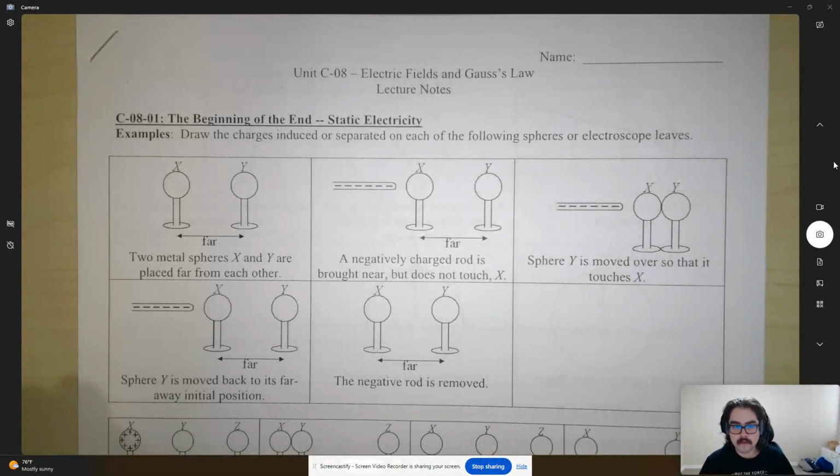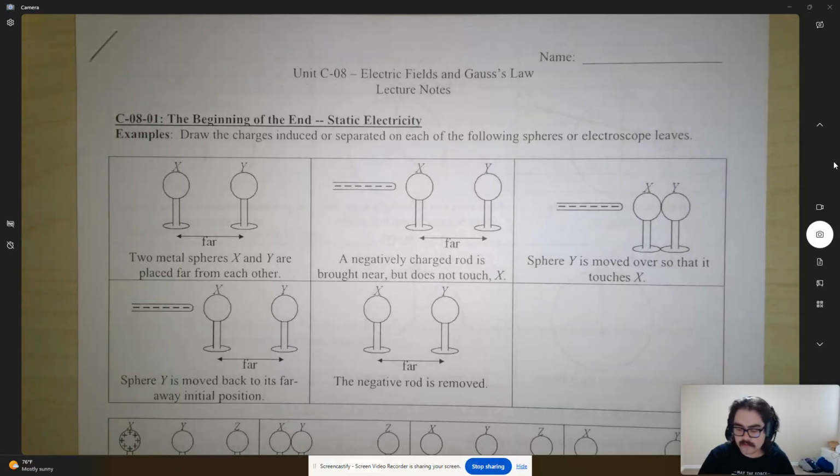All right. This is Unit 8, Electric Fields and Gauss's Law. Okay, this is where we start with calculus-based E&M. I'm going to go through it pretty quickly. The first section here is talking about static electricity. This is just a review from what we did at the beginning of the year.